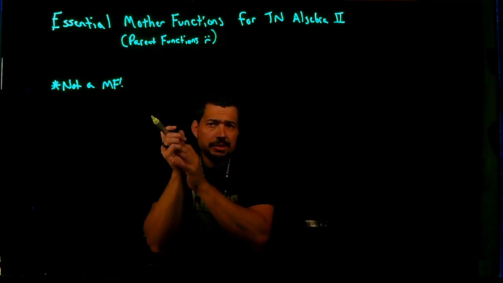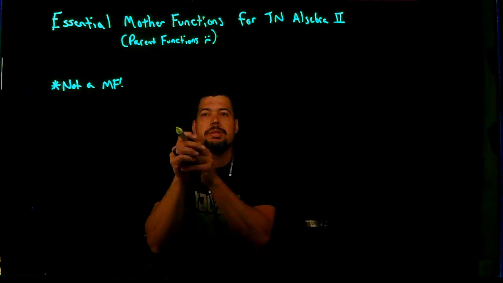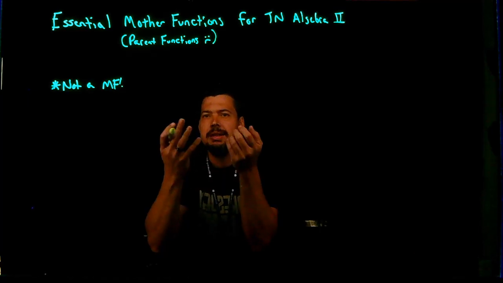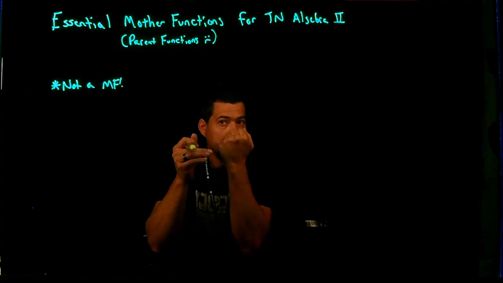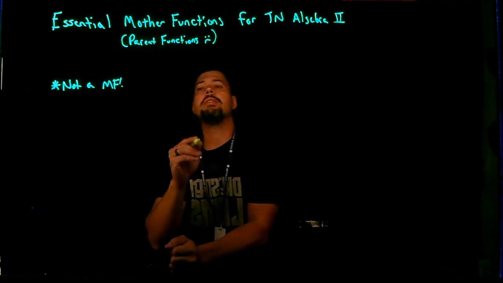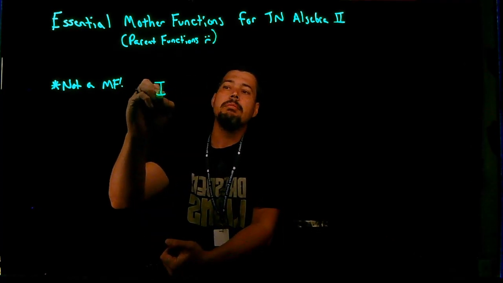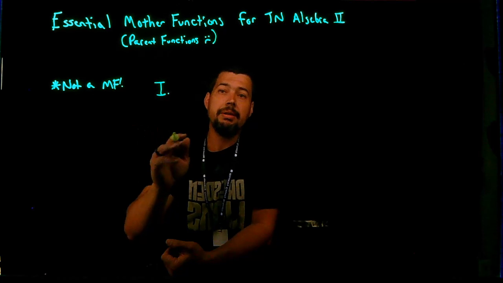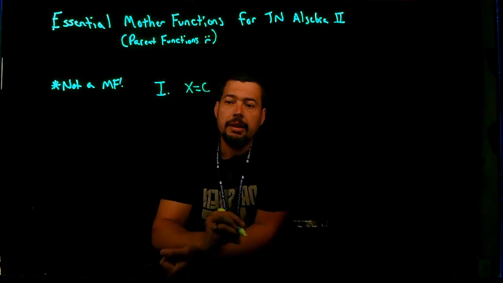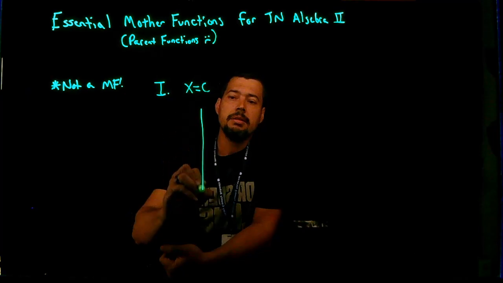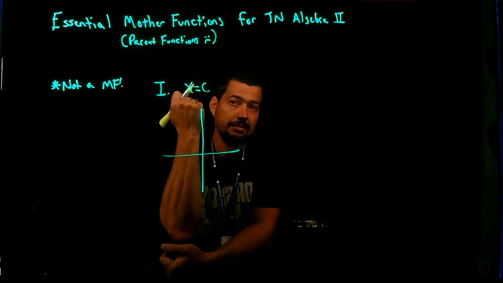Now, the first thing I'm actually going to do is not a mother function, but it's critical to understanding algebra because it's often the axis of symmetry. It's those type of equations, the x equals. So the first one I'm going to talk about is not a mother function, okay? Because it's not a function, period. But it's x equals a constant. Now, x equals a constant is a vertical line.